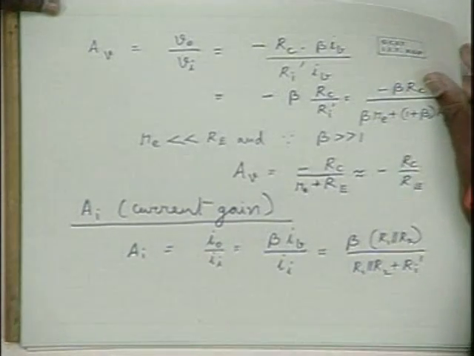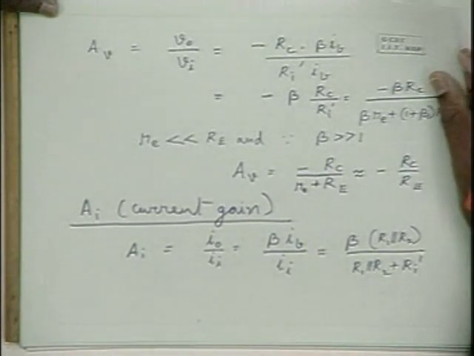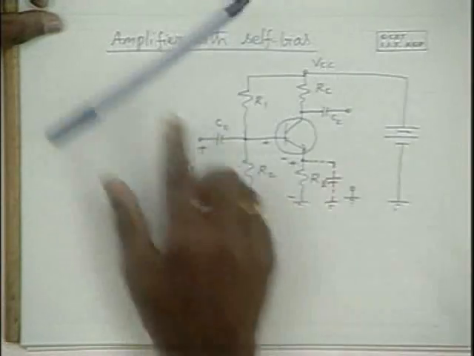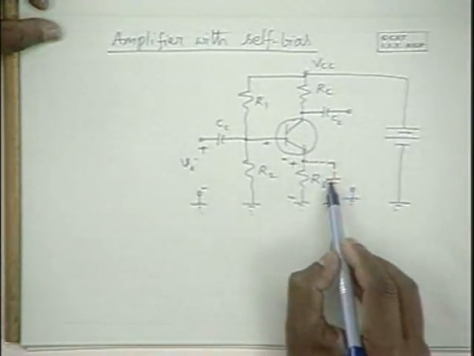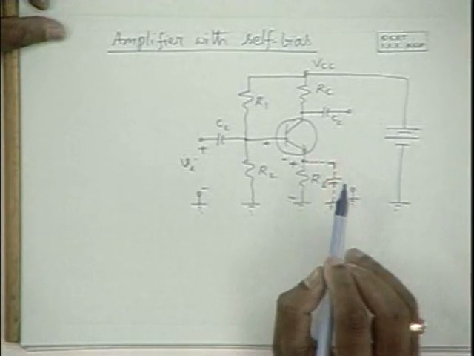Any other question? So what effect does it have when we include the bypass capacitor? I am coming to that. Now, to reduce this problem of reduced gain through RE, we can include a bypass capacitance here, an emitter bypass capacitance. So what is the advantage?